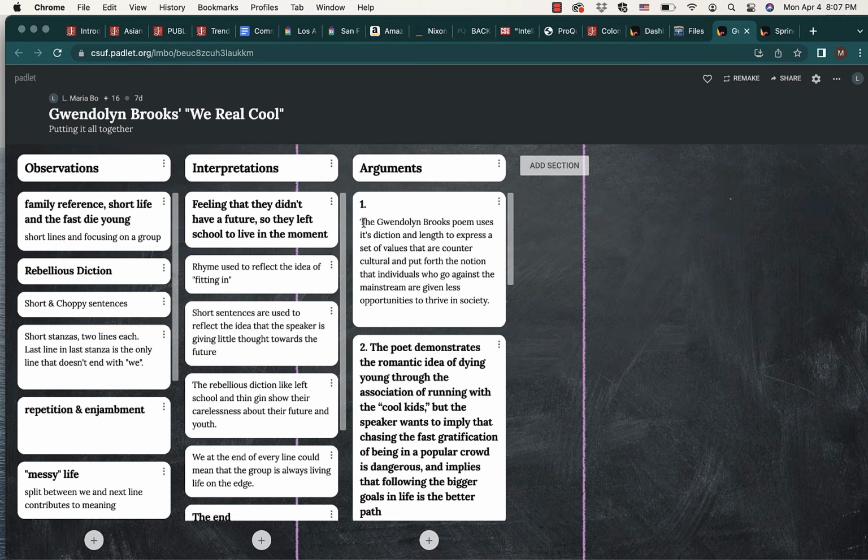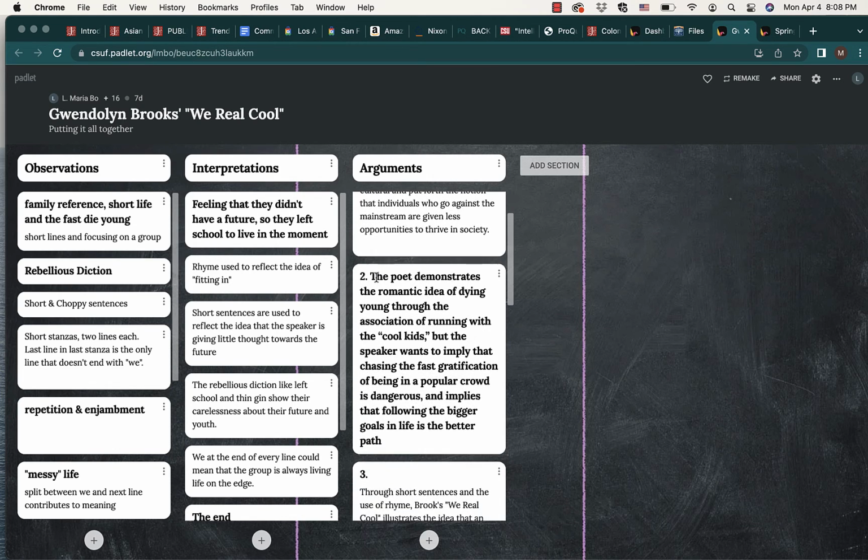When I put it on the screen like this and make them work in groups to make it happen, they actually give the middle part some thought. And then when they get to the arguments, they start to see, oh, like the observations need to connect to an interpretation before you get to an argument that you can use as a thesis.